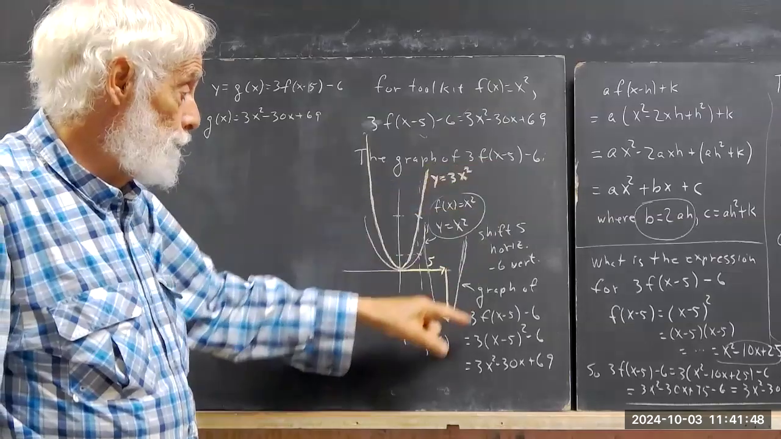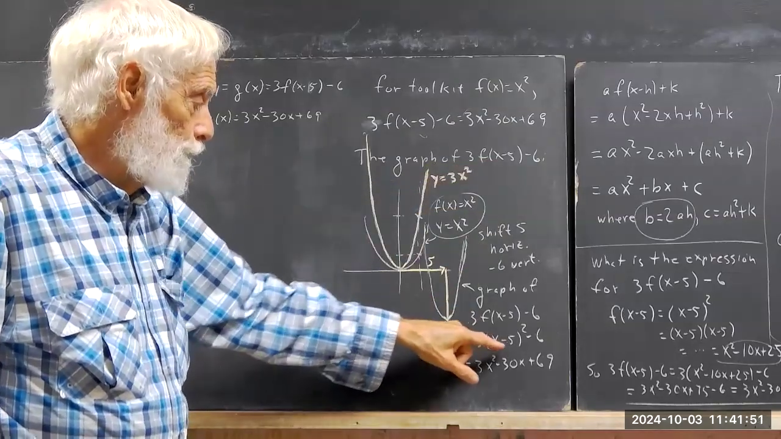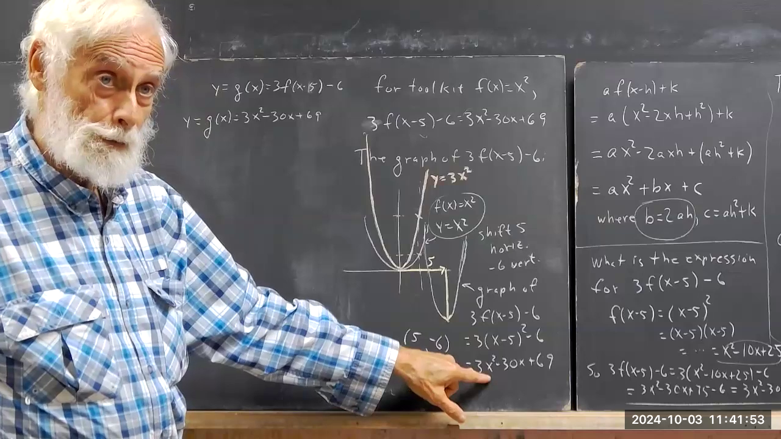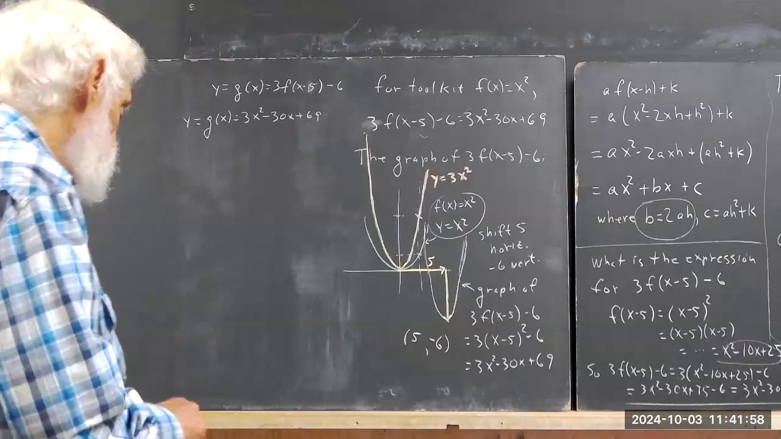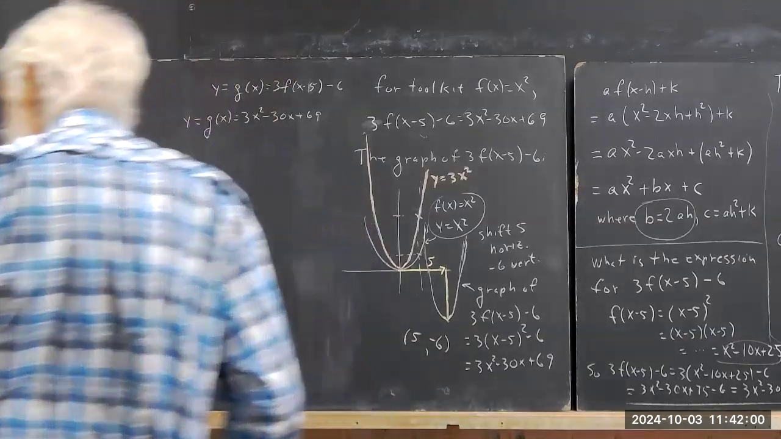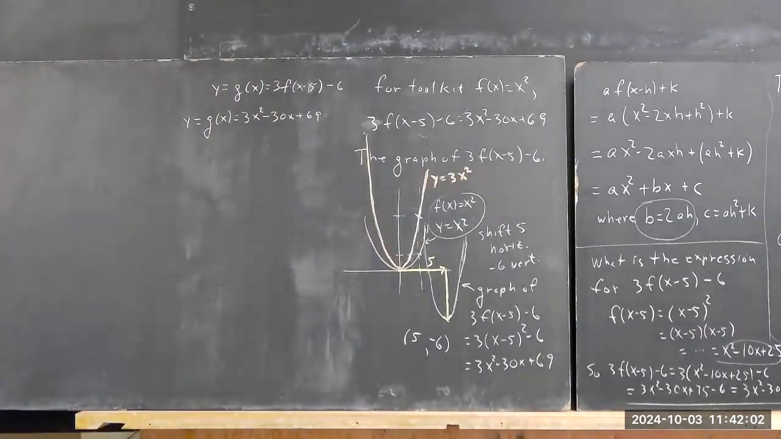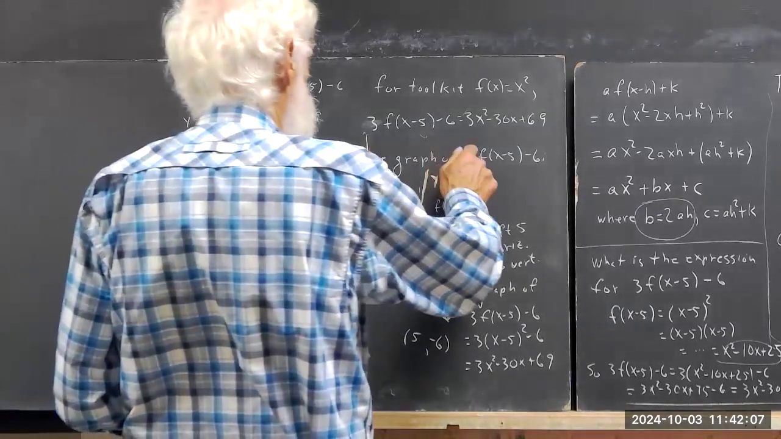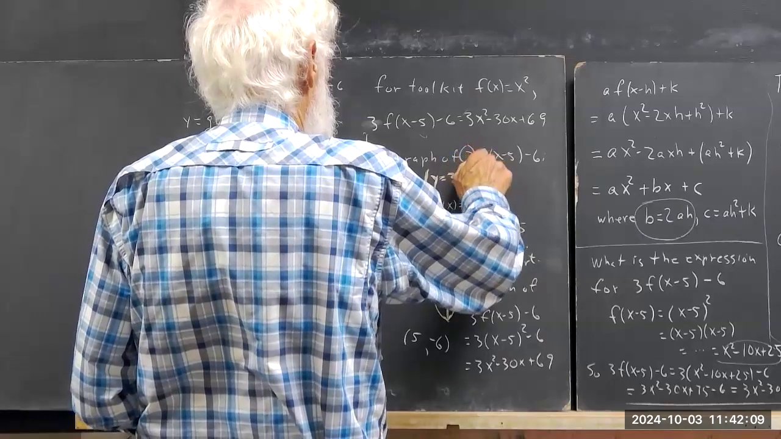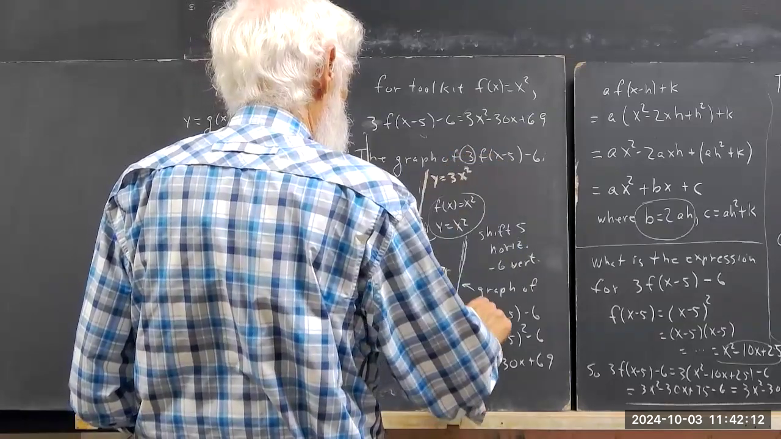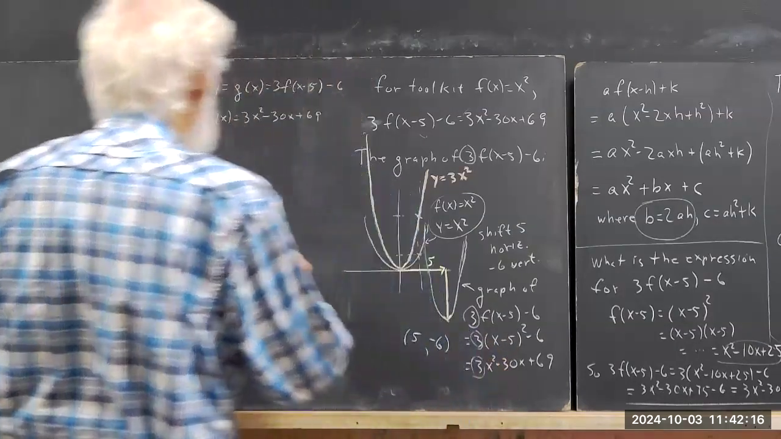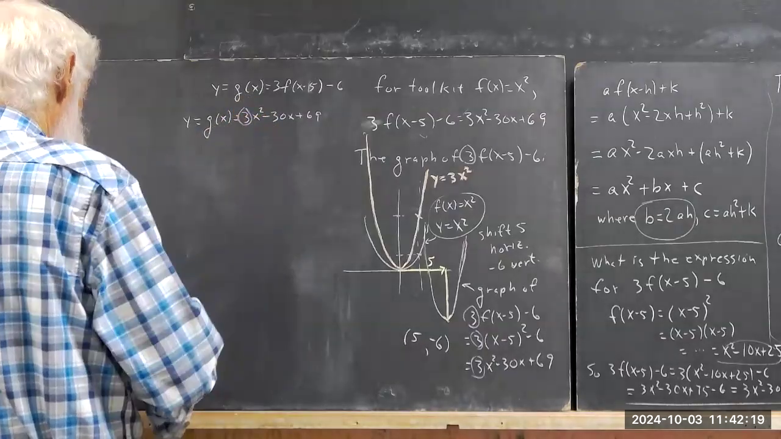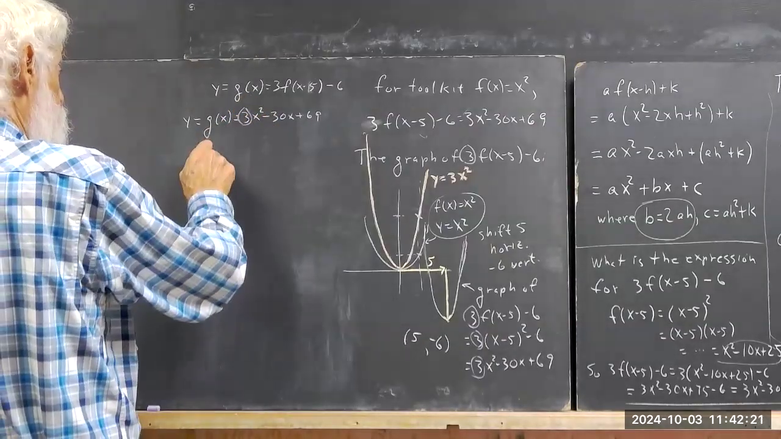Because when you squared the x minus 5, you multiplied through by 3 to get a 3x squared, right? After squaring, you multiply by 3. So this 3 has persistence. From here, here it is, and here it is. So this is your vertical stretch.